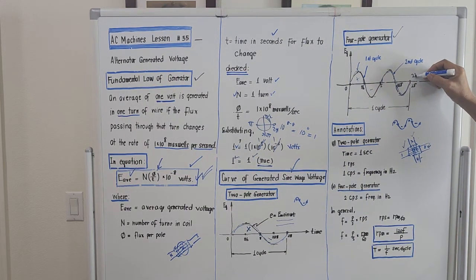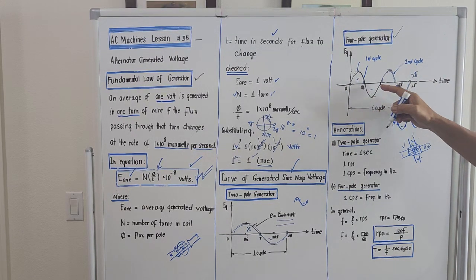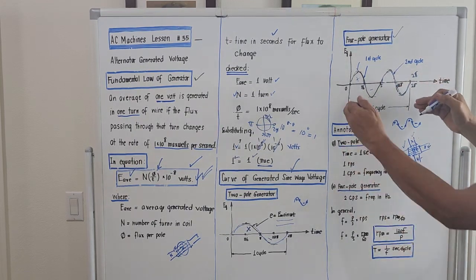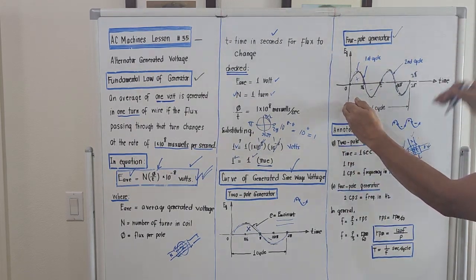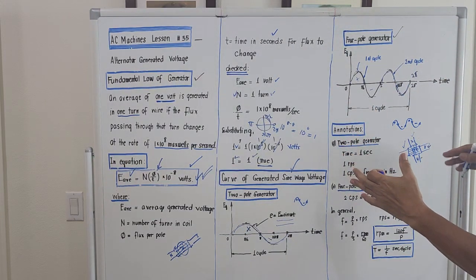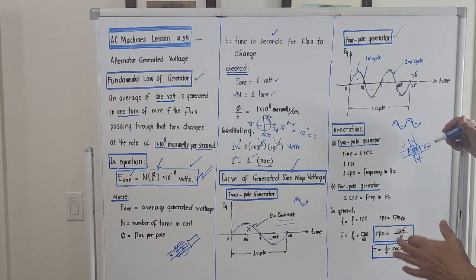And this is 2 pi already. 0, pi over 2, right? This is pi. This is 3 halves pi. This is 2 pi. So this is one complete revolution. Okay? So have you seen the effect of the number of poles? More poles will generate more voltage, right?